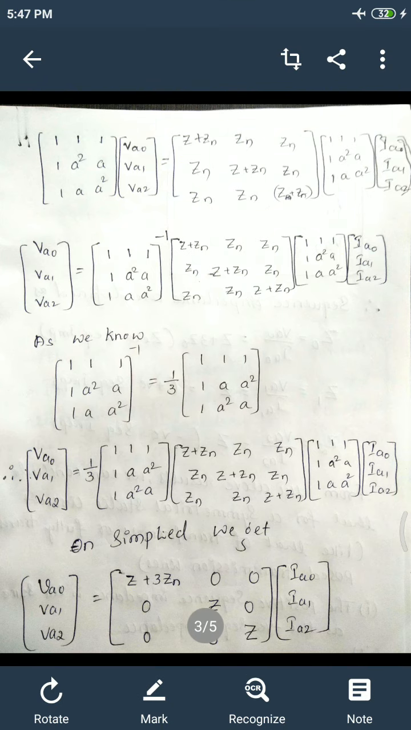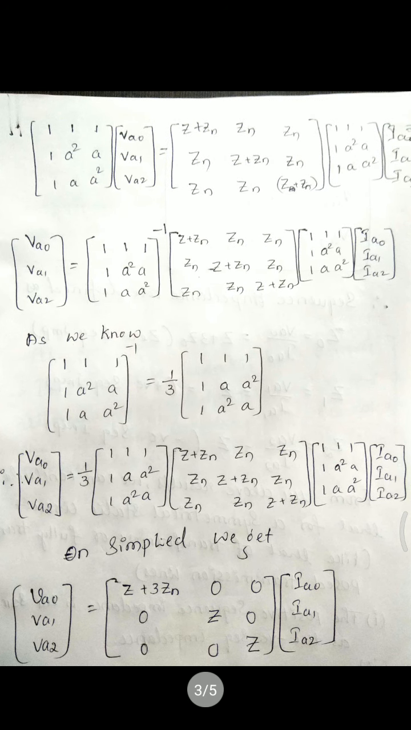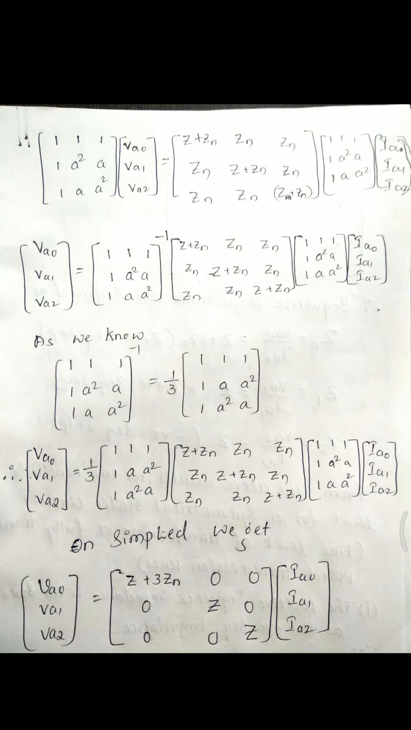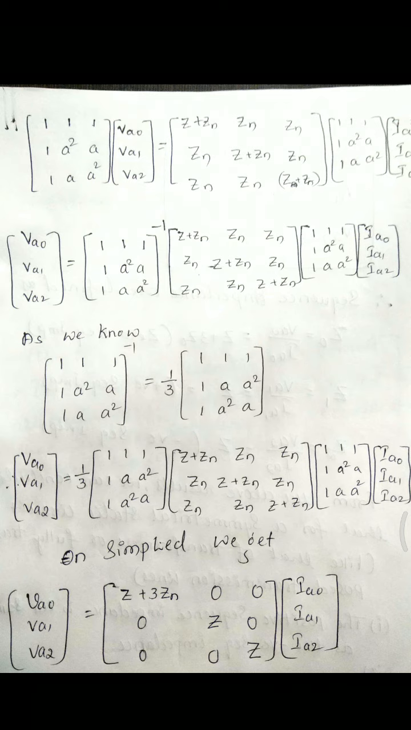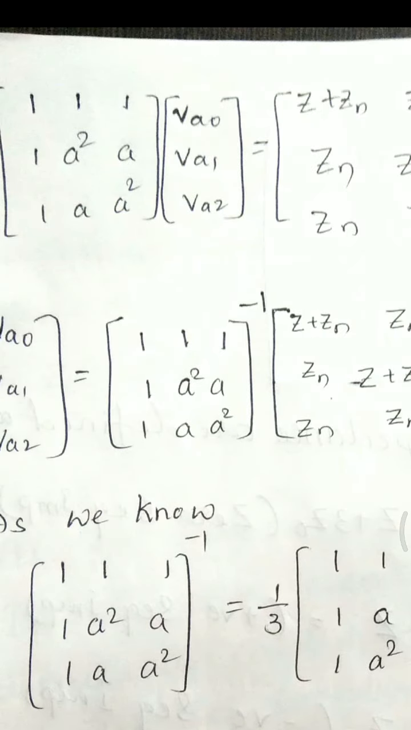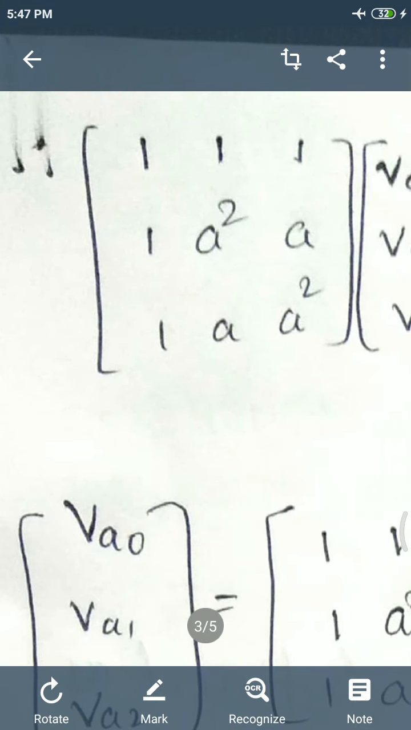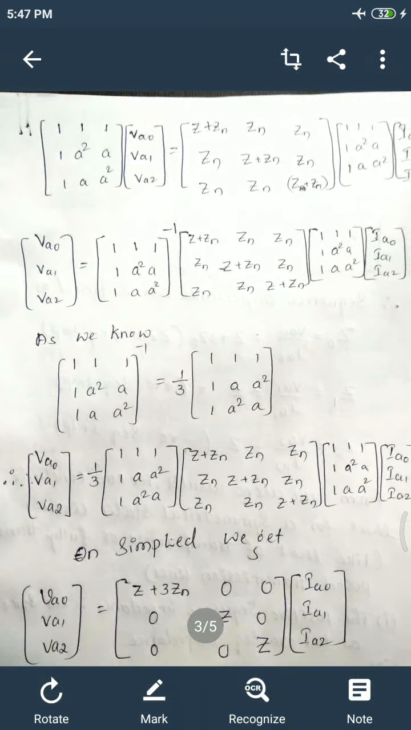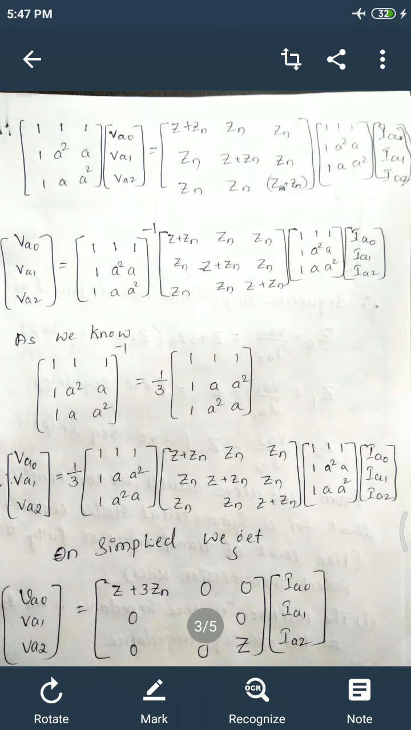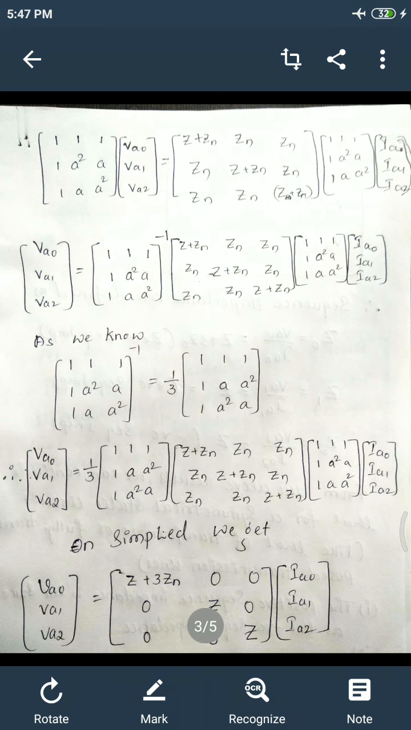Now we need to express VA0, VA1, VA2 is equal to what, and then we have to get the impedance equation in the form of sequence components. So what we can do is, let's keep VA0, VA1, VA2 as it is and send this matrix to the right hand side. When you send that, it becomes the inverse of the matrix 1, 1, 1; 1, A square, A; 1, A, A square, and the remaining terms as they are. We have already done this previously.